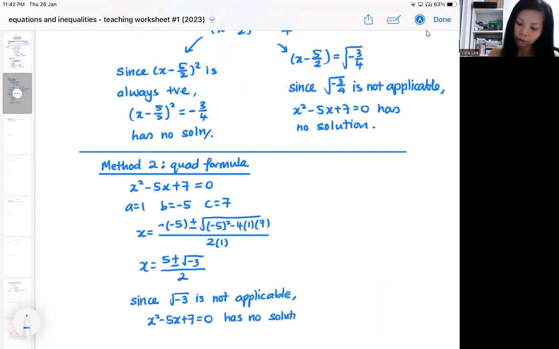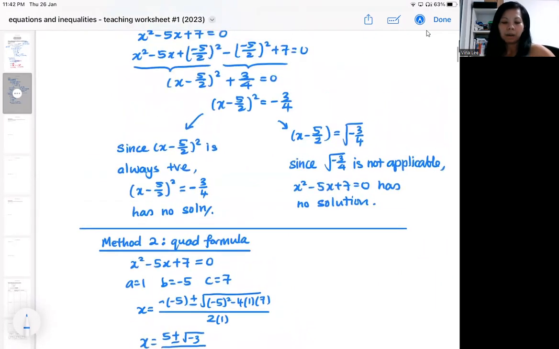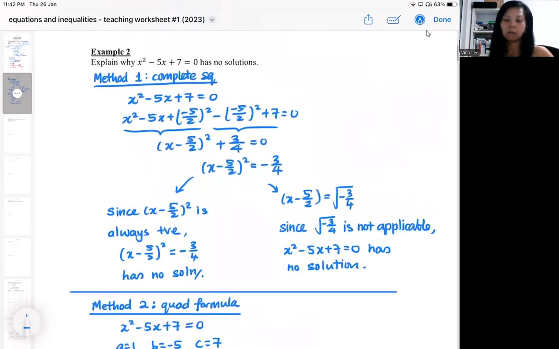In fact, there is still a third method. The third method will utilize the idea of discriminant. But because at this stage you have not got the idea of discriminant, I will not be using the discriminant method. Otherwise, the discriminant method can be the third method.